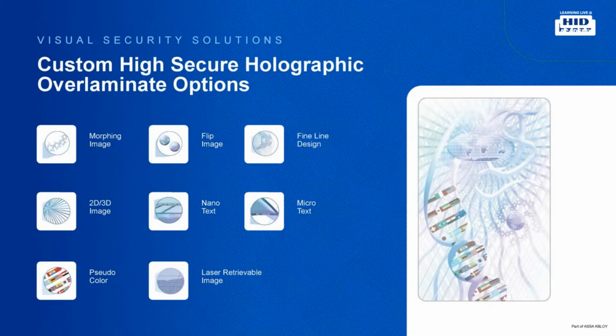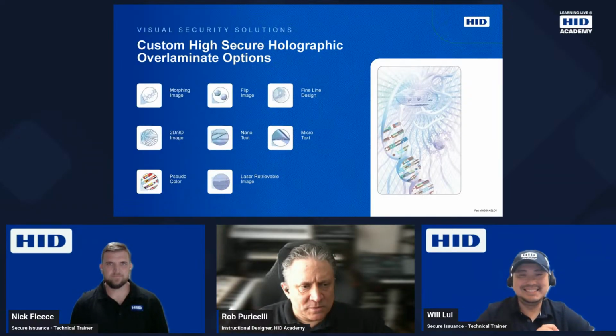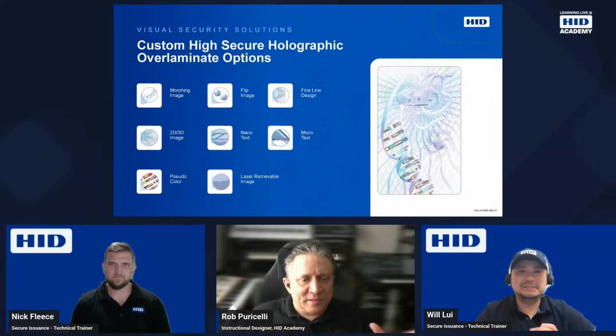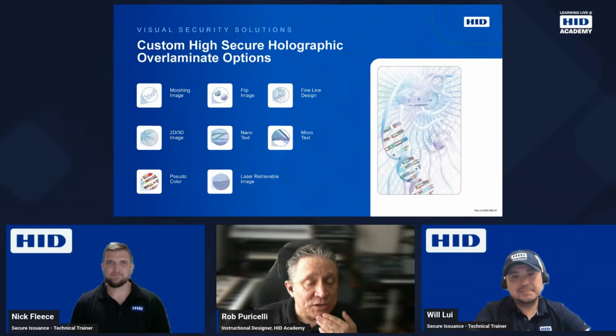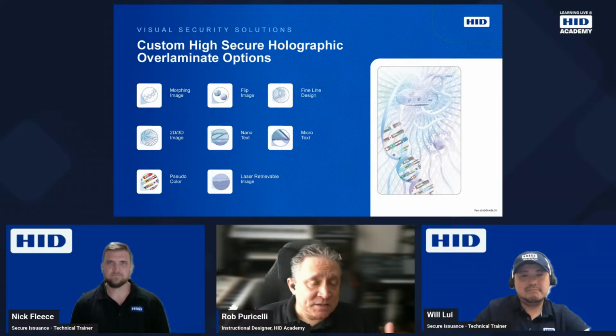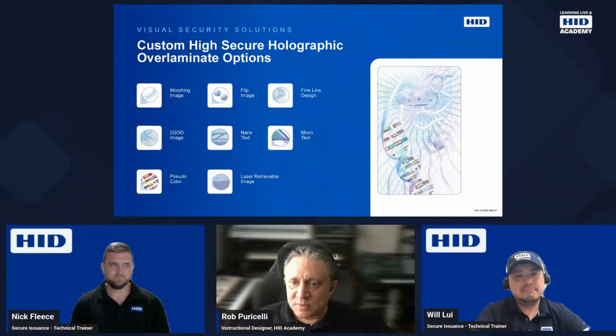Like you can see from the slide, we have lots of different security features in holographic overlaminate options. So there's plenty of options there. We've got morphing images, three-dimensional images, pseudo color, fine lines, microtext. There's lots of options to have as little or as much security as you need. So obviously it's a very good consideration, probably the prime one in many people's cases for identification purposes and for other purposes where we need to make sure that the card is 100% genuine.